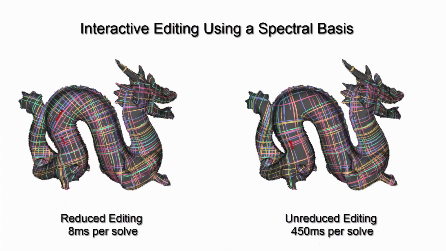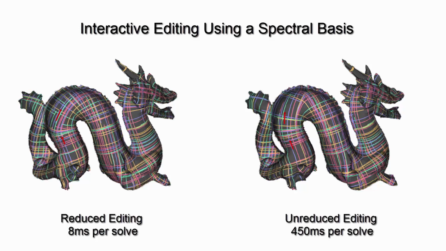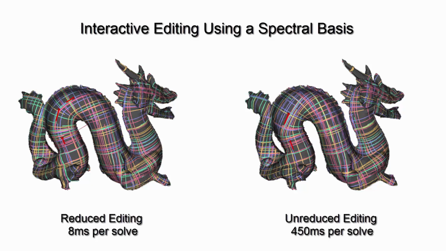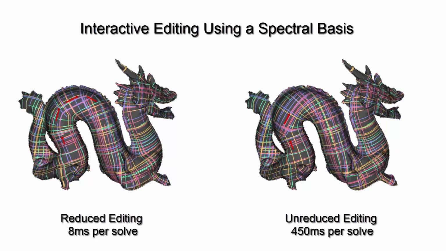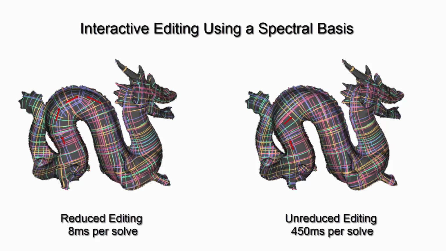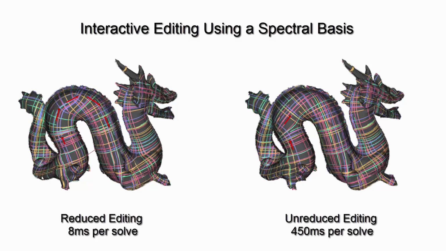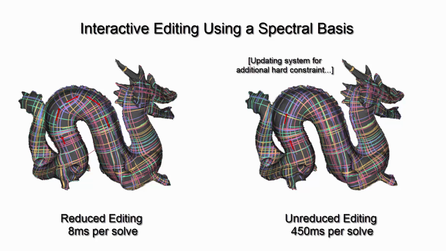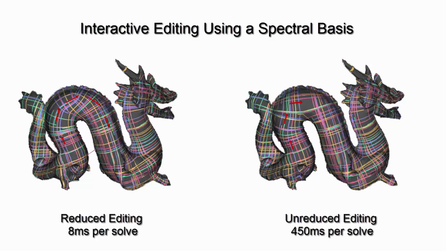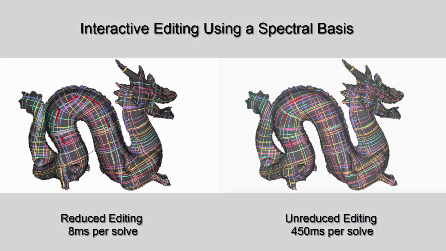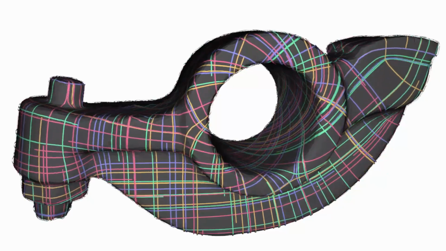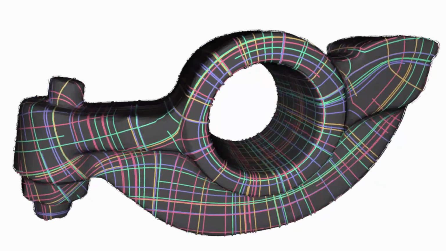Here we show that interactive editing becomes prohibitive when working with more complex meshes. In the unreduced case, each solve requires half a second, and adding new constraints takes over 2 seconds. Applying our reduction allows for real-time frame rates independently of the mesh resolution. The spectral reduction also allows us to change alignment parameters in real time.